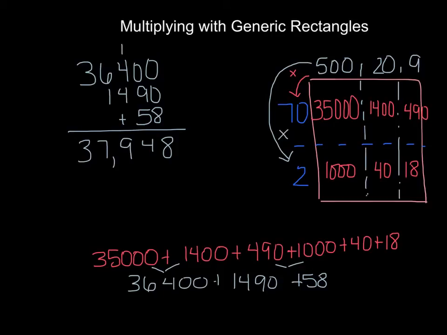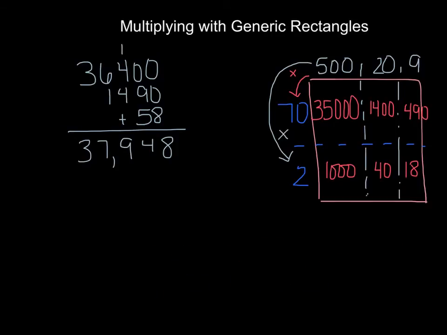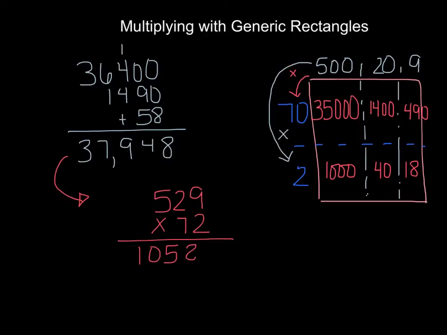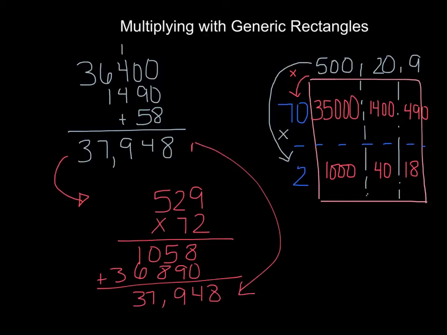And you might be asking yourself, what is standard algorithm? Now, standard algorithm is what you've learned in elementary, which is just to go ahead and multiply 529 times 72. Now we can use a calculator, we can use long multiplication to check our work. For the purpose of this video, I'm going to just multiply it really quickly. But you will notice that once I multiply this and add this, it should give me the same answer, 37,948, just like I did with the generic rectangles.